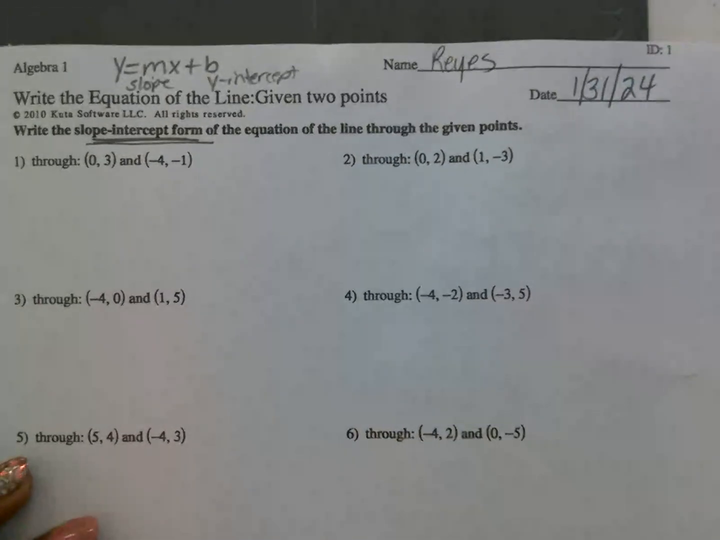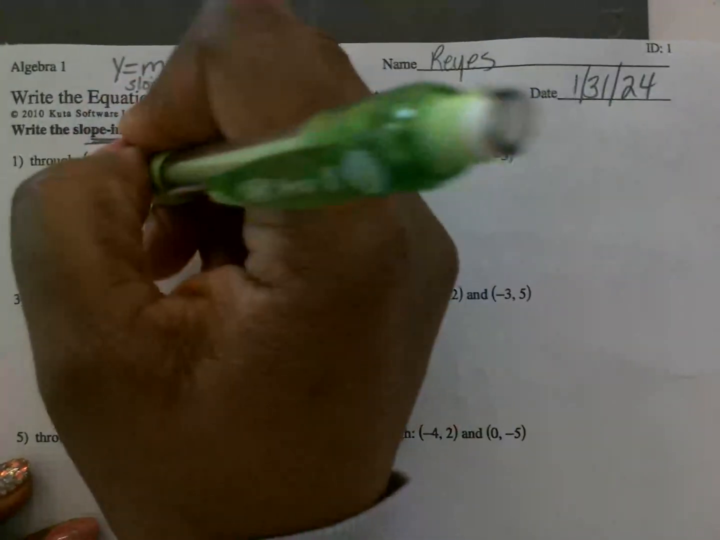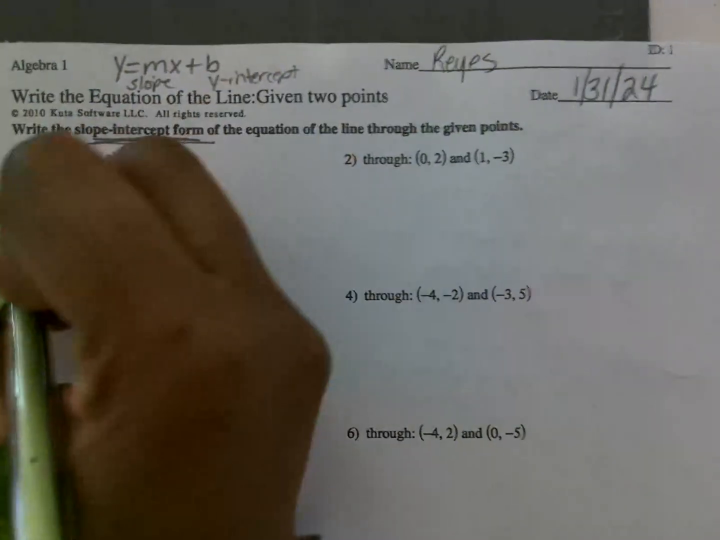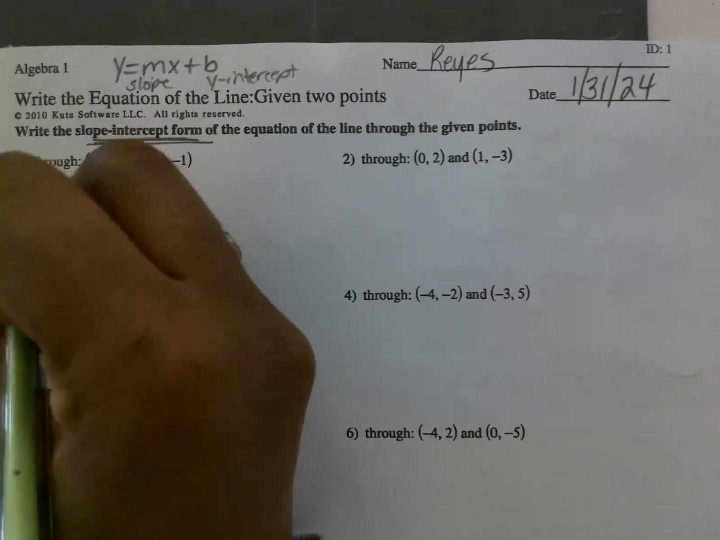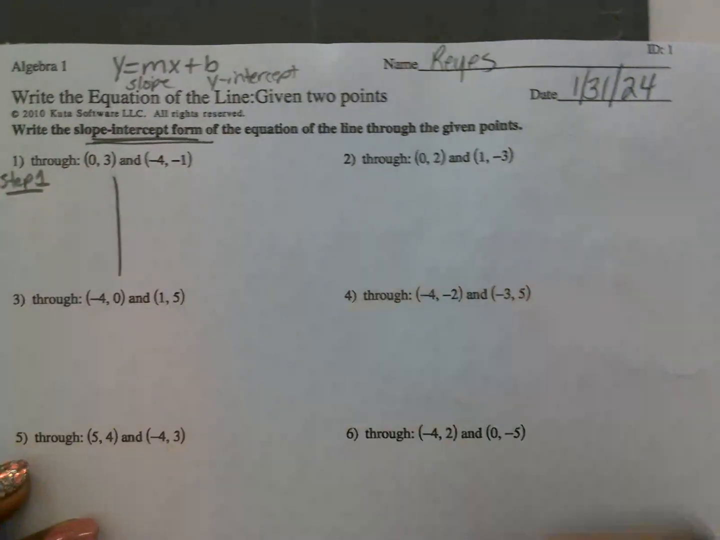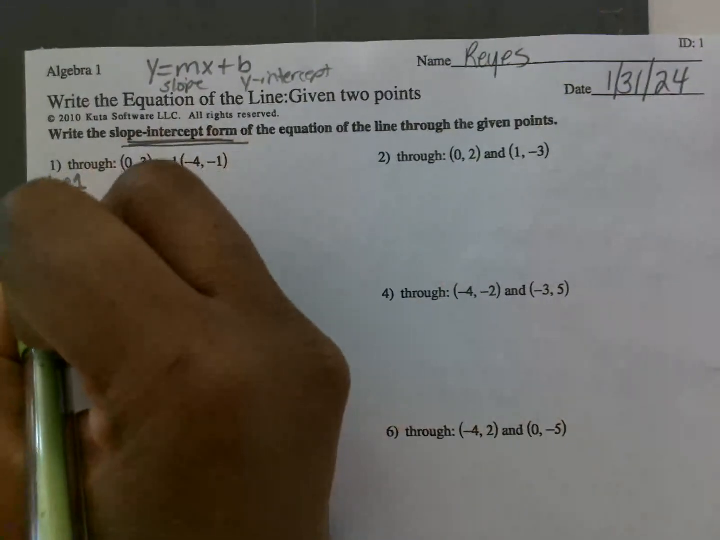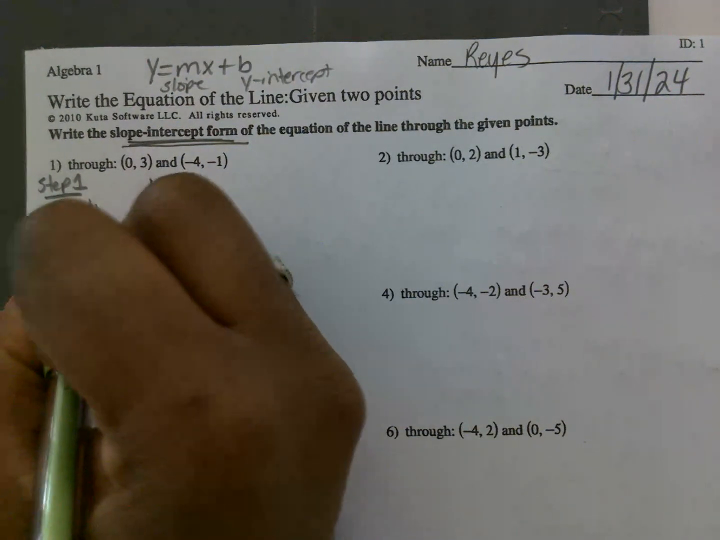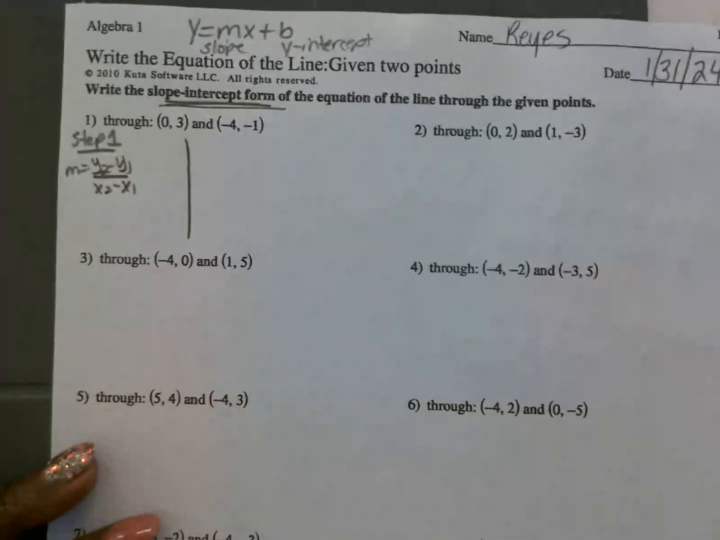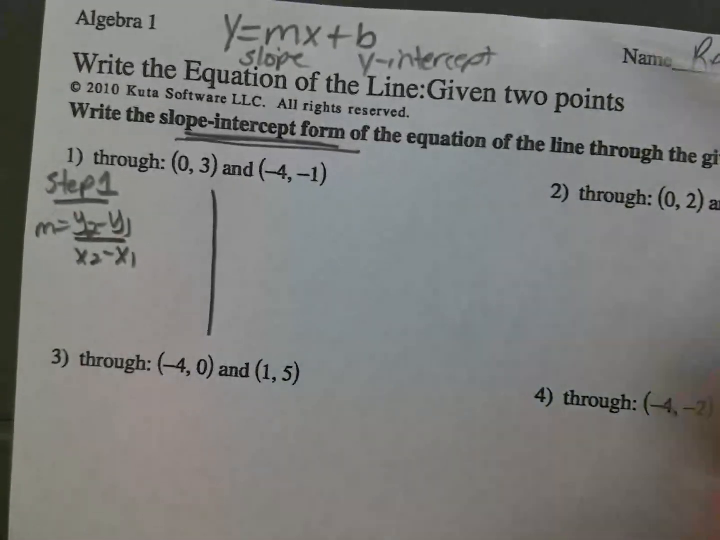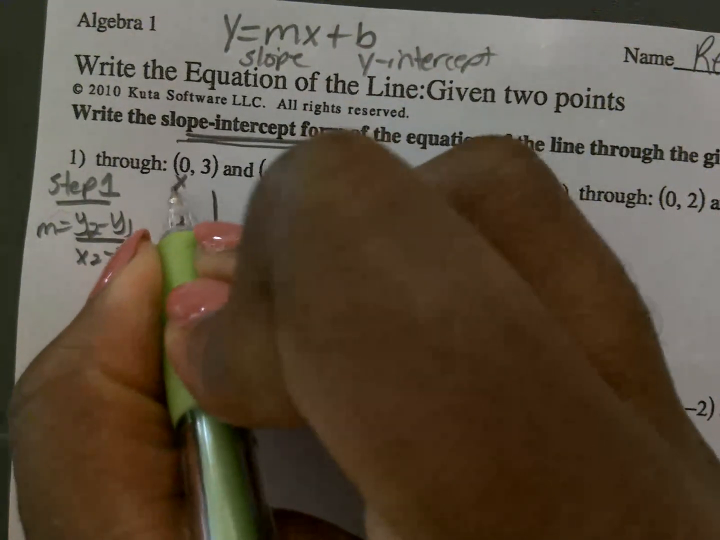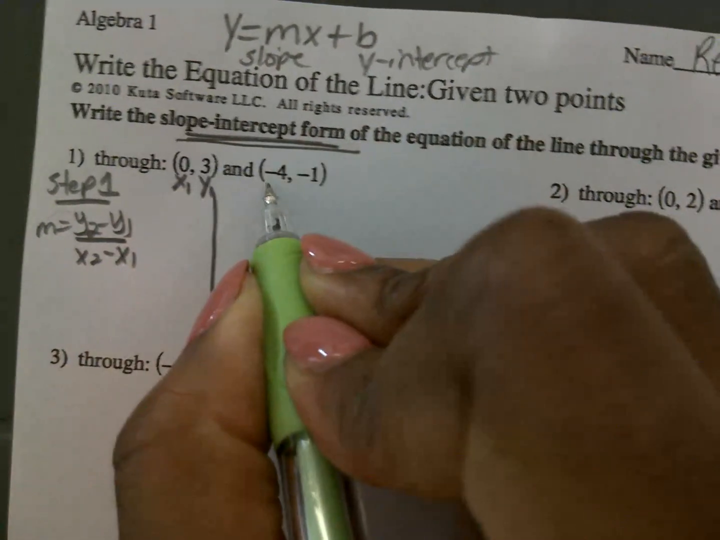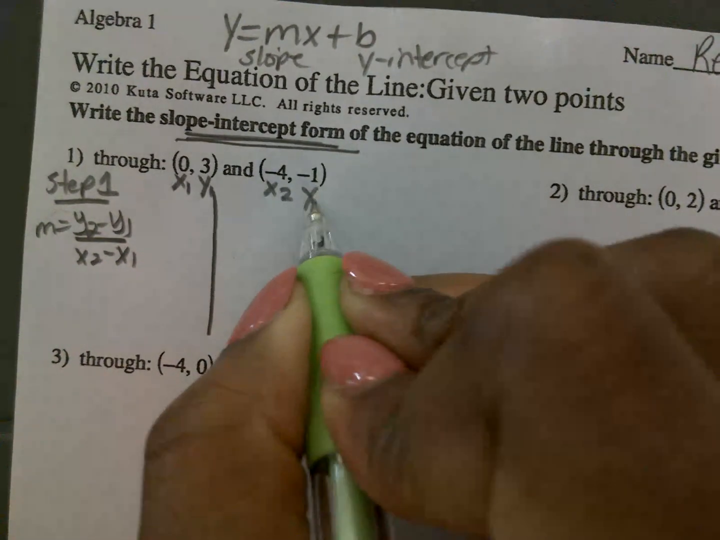Okay? Remember, you can always pause. So your very first step, we got 3 steps here. The very first step that we're going to do is we are going to find the slope. Okay? Step 1. So we have m is equal to y2 minus y1 over x2 minus x1. So please rewrite the slope formula. Okay? Now let's label the points. The first point is x1, y1. The second point is x2, y2. Okay?